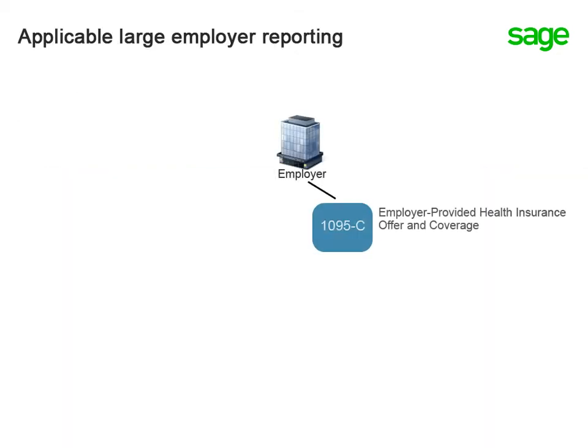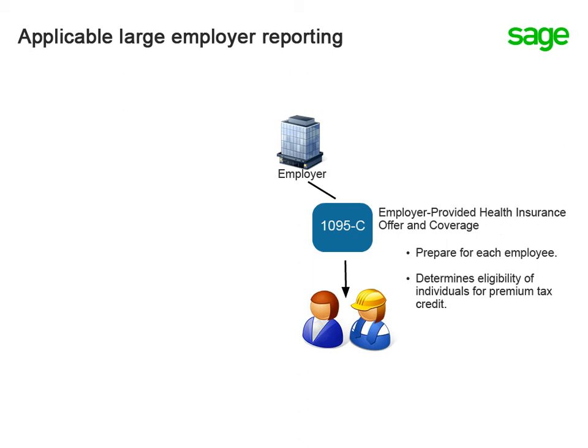The 1095C is the employer-provided health insurance offer and coverage statement, and you prepare this form for each full-time employee. The 1095C is used to determine eligibility of individuals for premium tax credit.